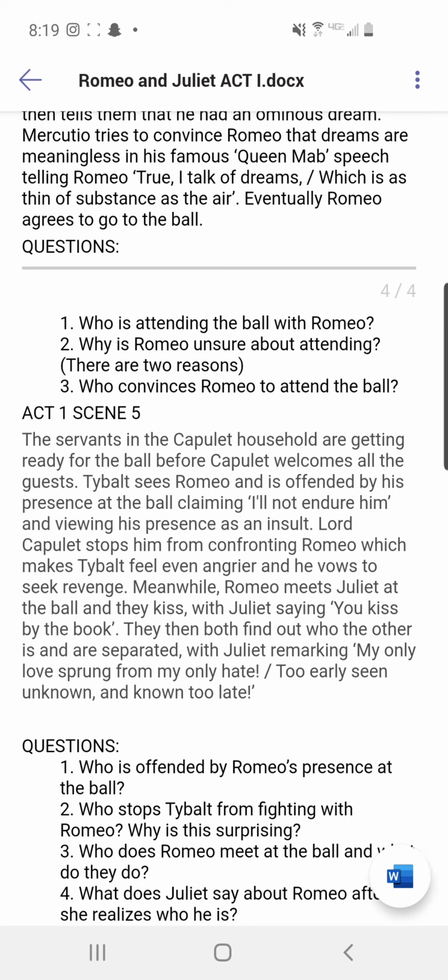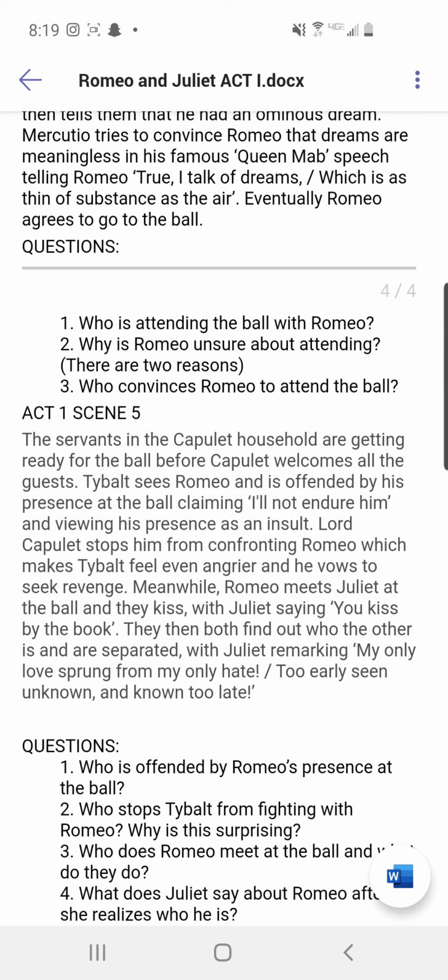Who does Romeo meet at the ball? He meets Juliet. They have this adorable, ridiculous interaction where they talk about the Bible, and for some reason Romeo uses Bible references to convince Juliet to kiss him. It is probably the most sly playboy thing I think I've ever seen in a book.